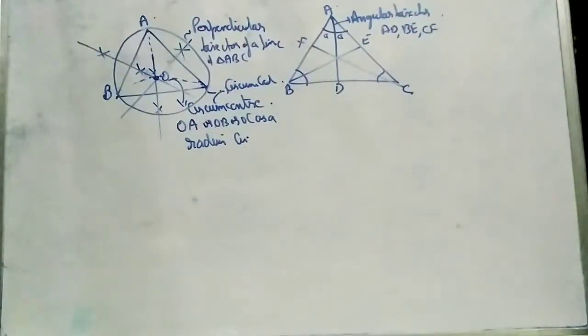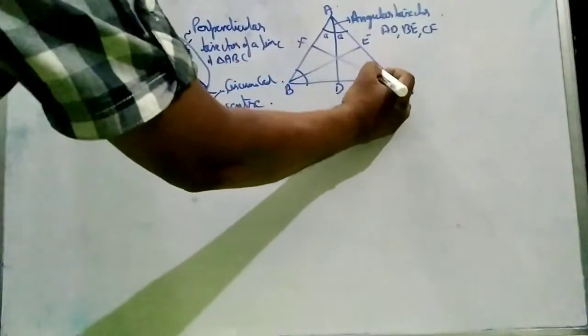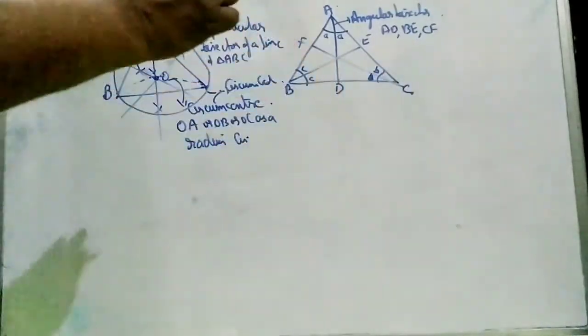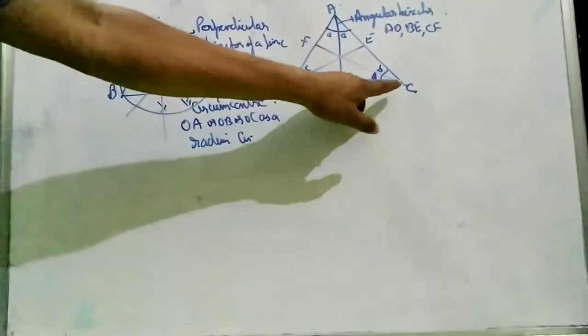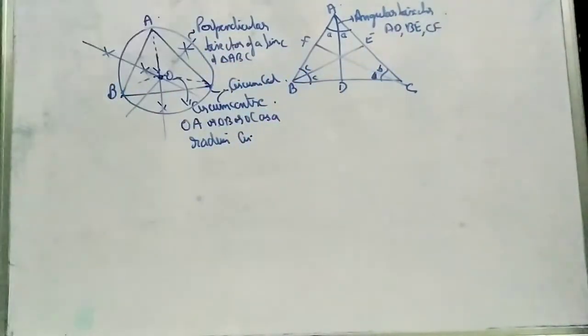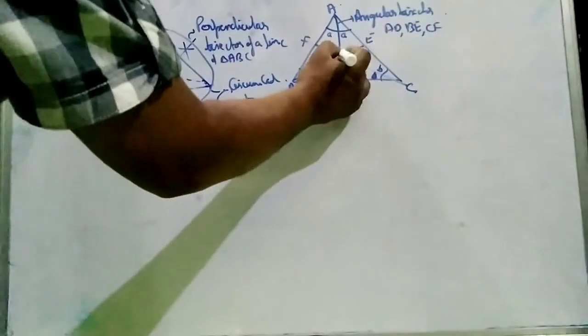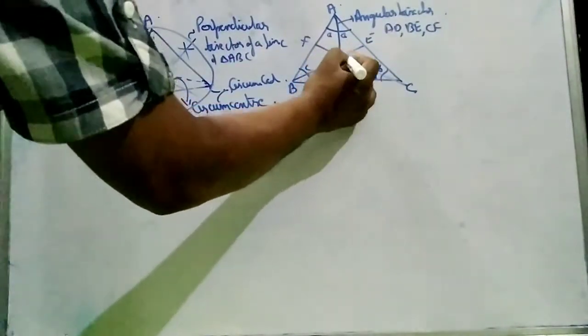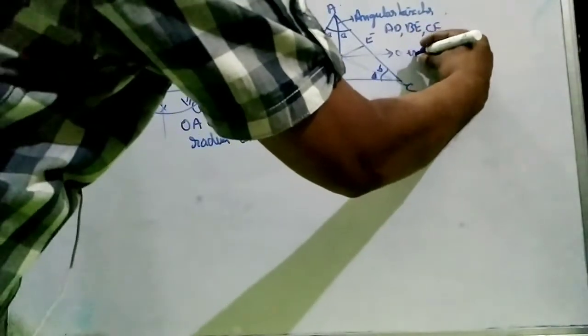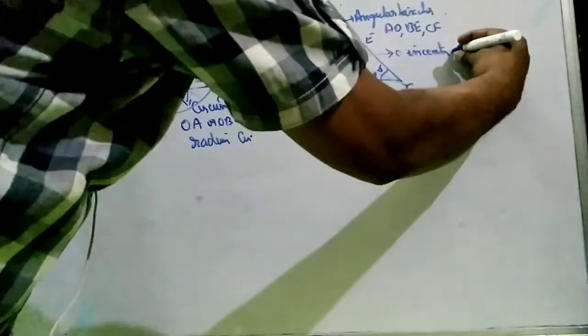So what is the basic property? That it divides the angle into two equal parts. But they can also divide the base into two equal parts, but that is not compulsory. They may or may not. They are called angular bisectors. All the angular bisectors meet at a point, the center O, and it is called the incenter.